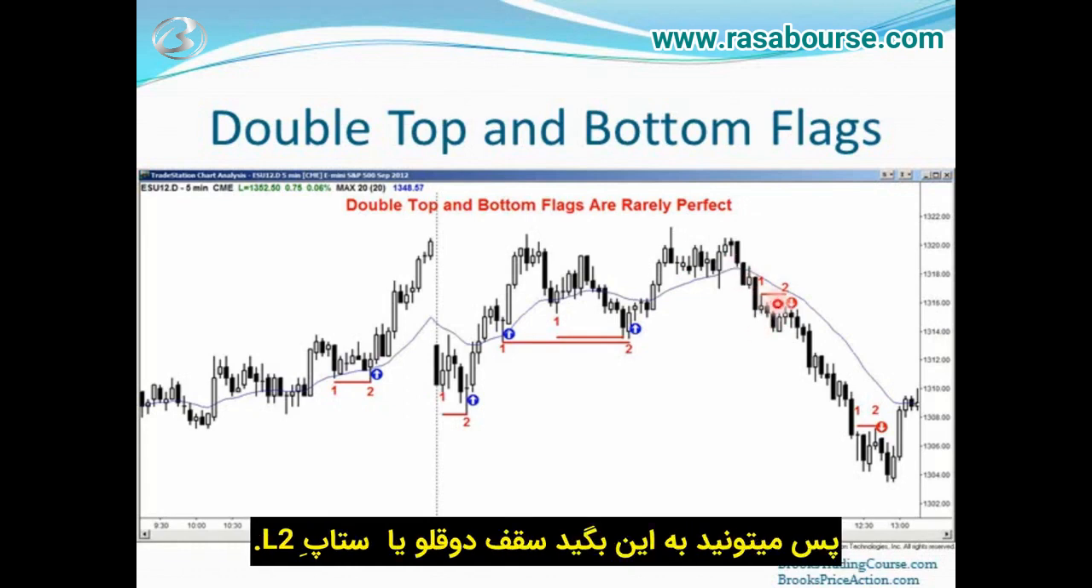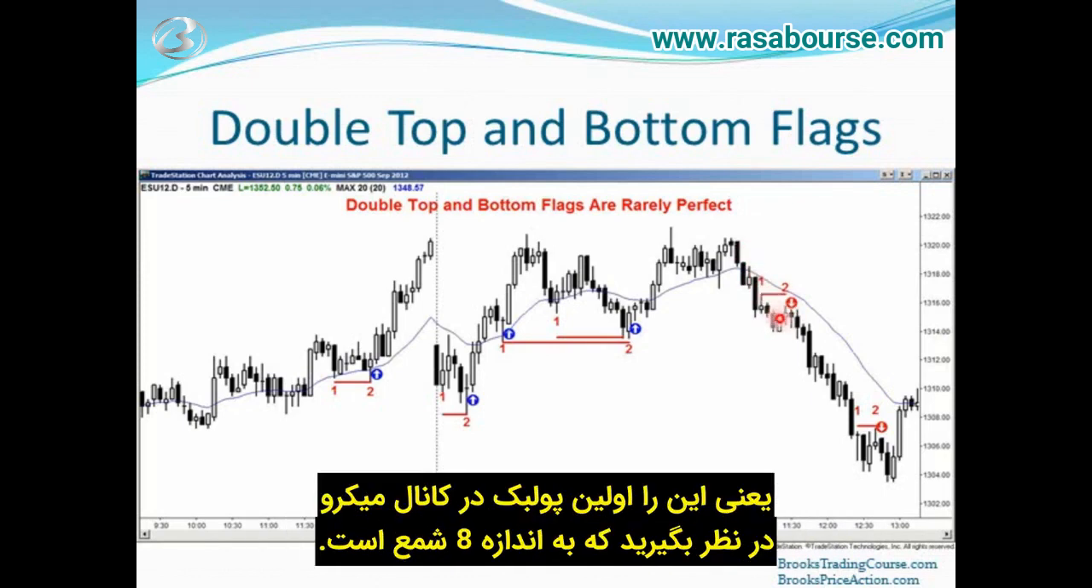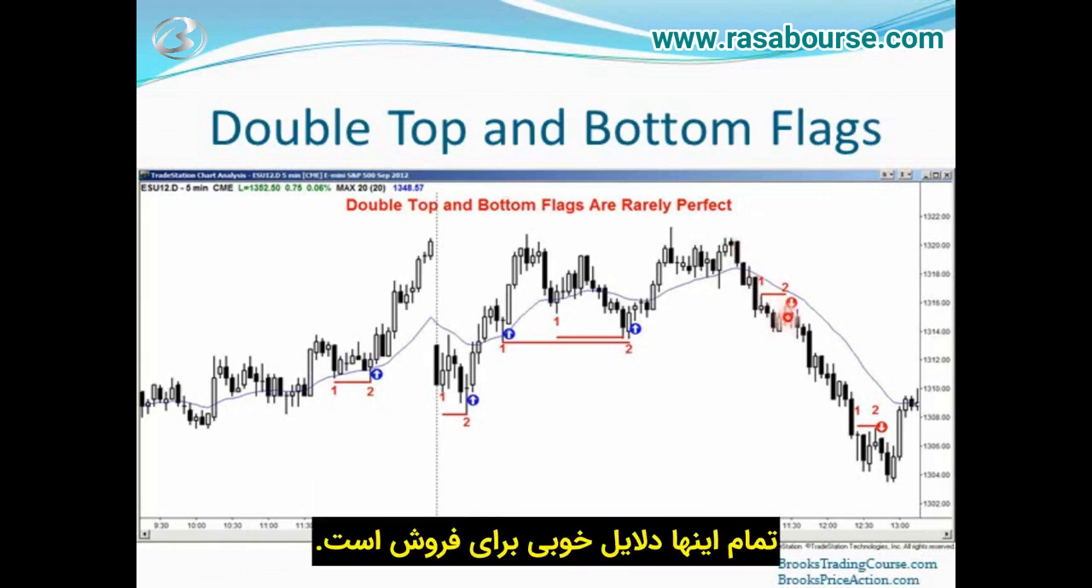So you can call it a double top, you can call it a low 2. If you want, you can simply call it a low 1. You can say it's the first pullback in a bear micro channel that has gone down for about 8 bars. All of those are good reasons to short.